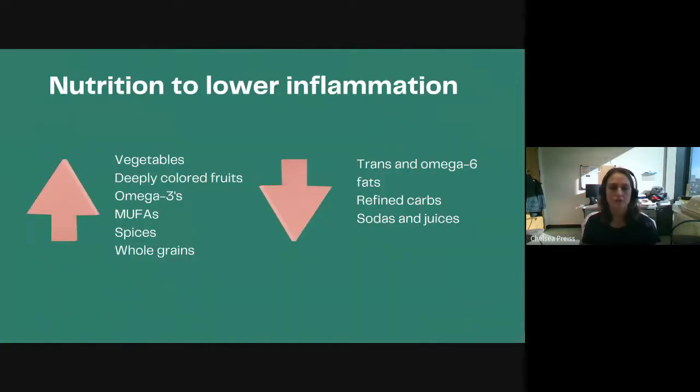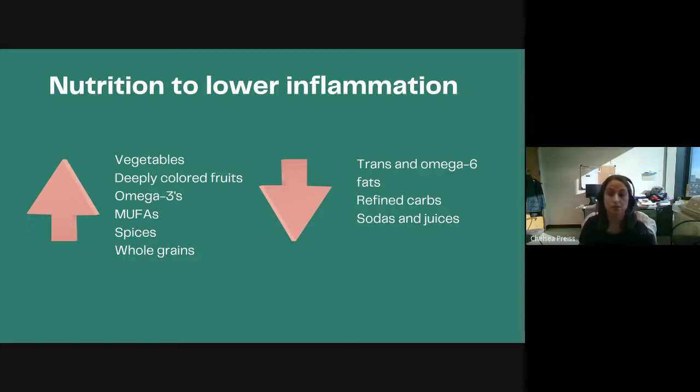Okay, a little eat this, not that diagram. So we want to focus on vegetables, ones with high polyphenol content, like kale, broccoli, spinach, carrots, onions. Polyphenols will help decrease inflammatory markers. Dark fruits are also high in polyphenols.